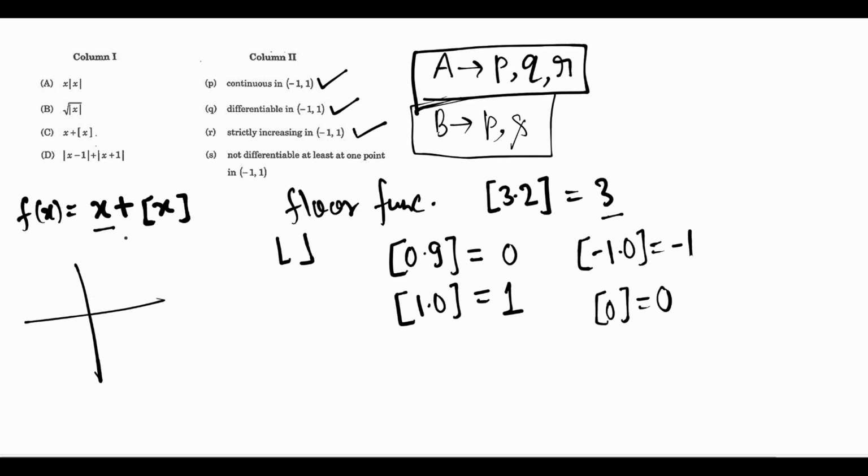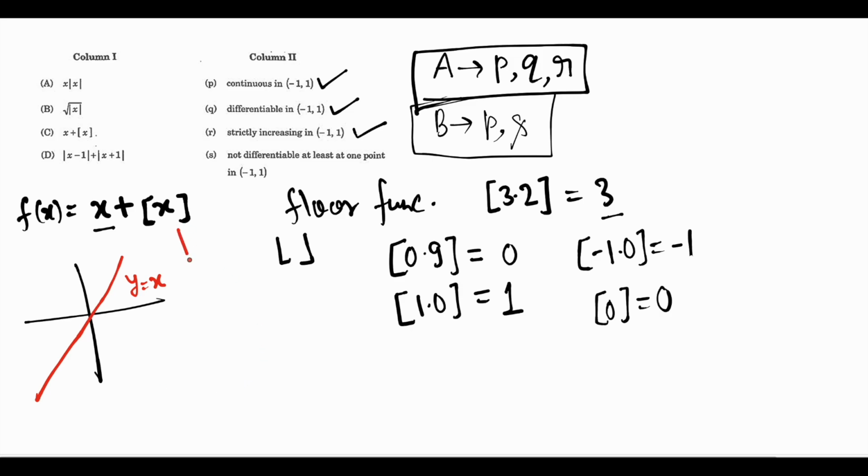Now going back to our function f(x), the first part is only x, which is a linear straight line function, and we can draw it simply as a 45-degree angle straight line on a coordinate system.